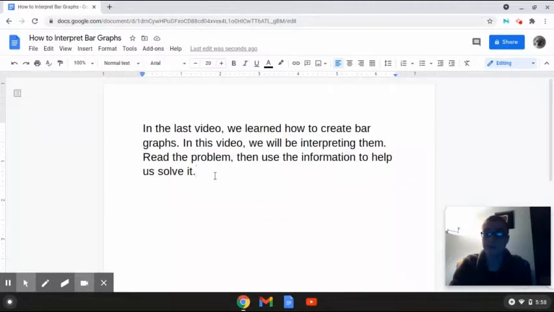So in a moment, we're going to be doing an IXL where we're going to be learning about how to interpret bar graphs. And we're going to read the problem, then use the information in the problem to help us solve it. So let's try a few problems together.